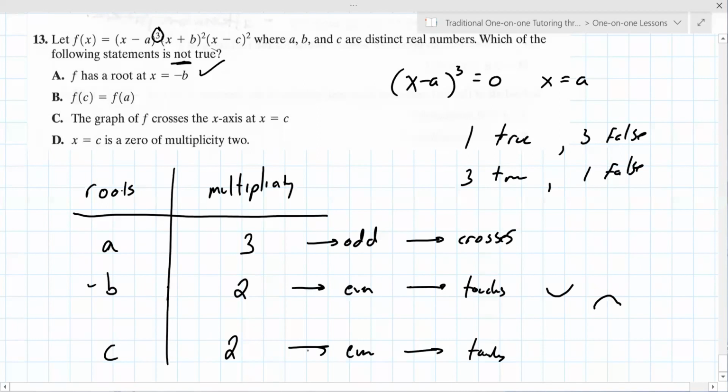Is that true? It touches at C. No, it touches. Right. X equals C is a 0 of multiplicity 2. That's true. And then this one's also true without trying to explain why.